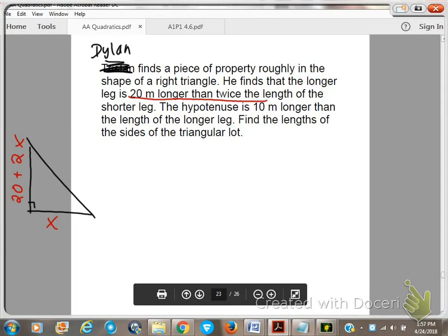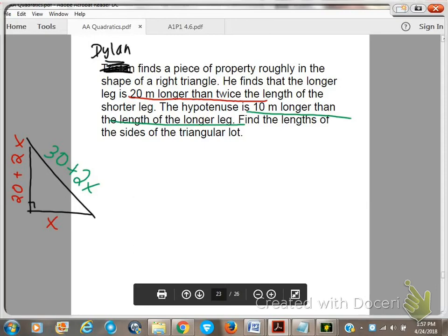I just did 2x plus 30. And that's fine, you can do that as well. All right. Gracie, are you okay that here's x? Yeah. And then since the hypotenuse is 10 longer than the length of the longer leg, if you're going 10 more than this leg, you can write that as 10 plus the 20 plus 2x, or you can combine them and say, okay, so that's 30 plus 2x. Either one's fine. Are you okay with the picture?